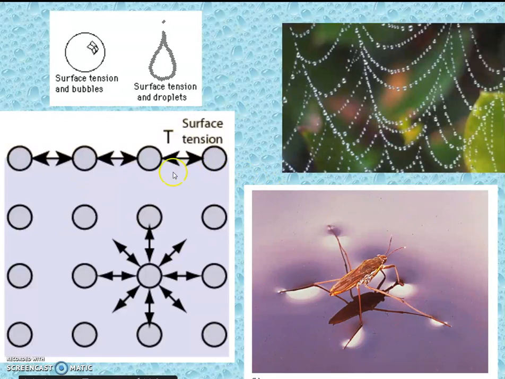Examples of cohesion are surface tension. You can see this water strider. I would ask you, is he really getting wet? Is he in the water or is he on the water?